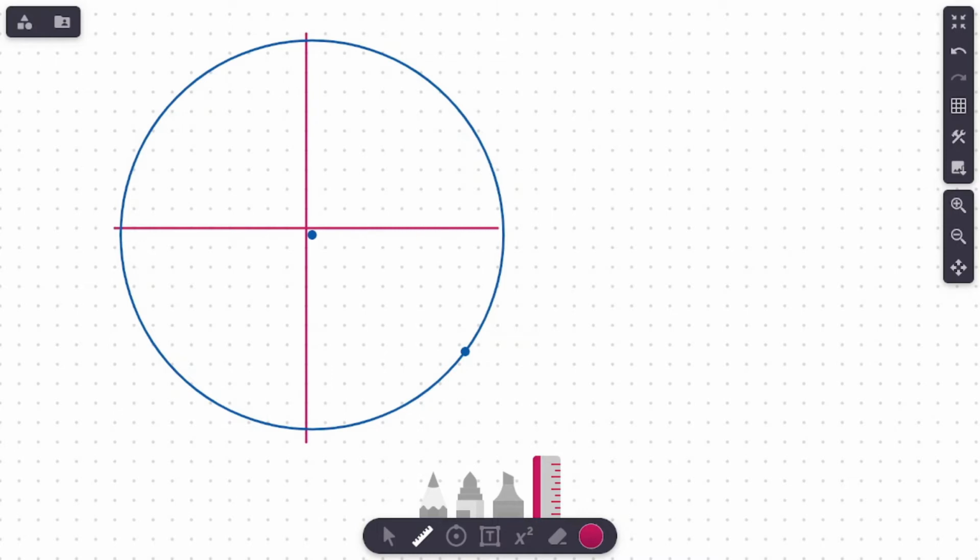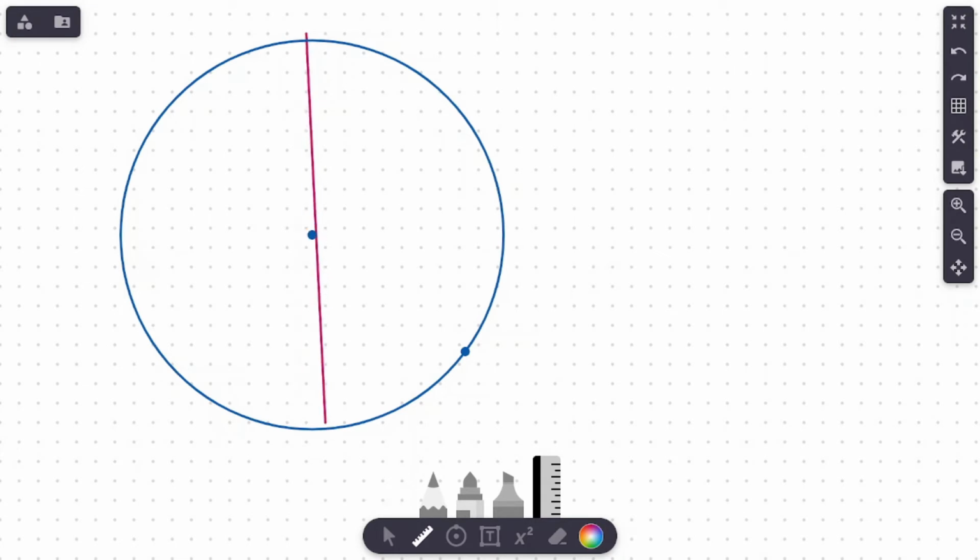There we go. All right, that was a bad first line. Goodness. Here we go.